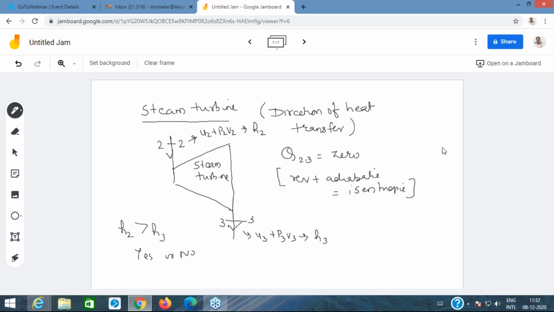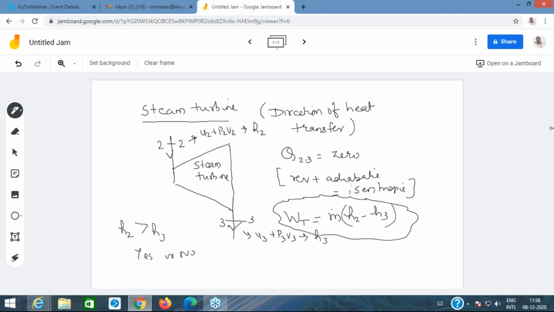No, it is wrong, Kunal. H2 is greater than H3. And what happens is that H2 minus H3, multiplied by m dot, is the reason why you are getting the turbine work. No, Pranav, you are not getting it. Okay, Pranav, are you getting the point?